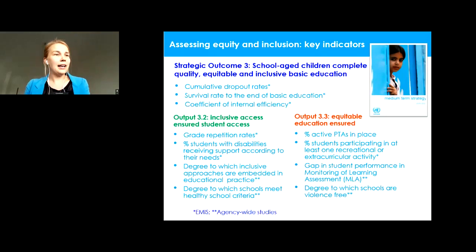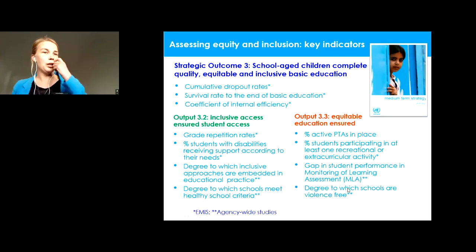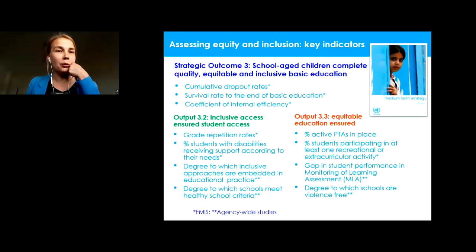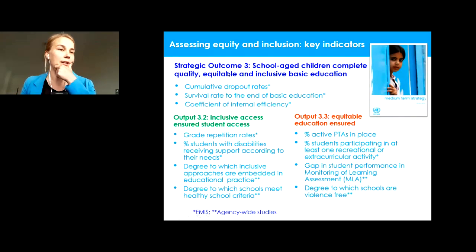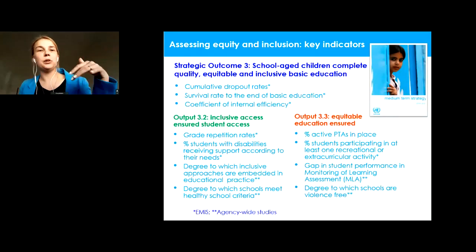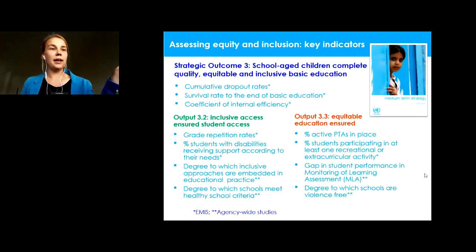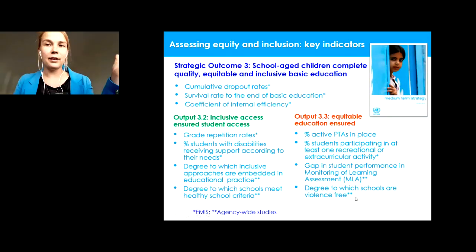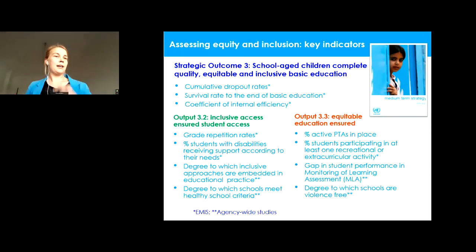This slide is highlighting our key indicators related to equity and inclusion specifically. As you can see under the main strategic outcome here, we have some retention-related indicators, which are measured through our student-level data in our EMIS system. Indicators such as cumulative dropout rate, survival rate, and coefficient of internal efficiency. And you may notice these are the same ones used in many education systems globally, according to UNESCO standards. And this is because external comparability is very important to us here.